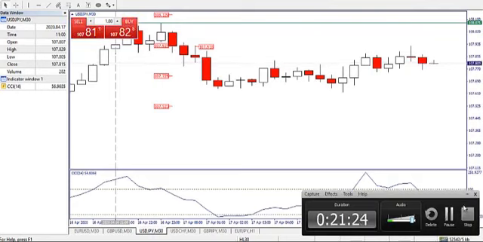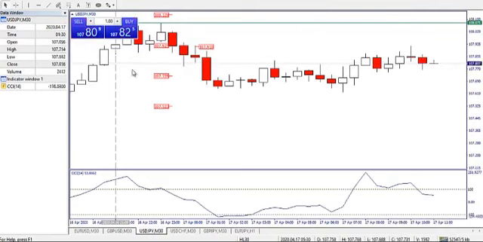Okay, this is an update as we continue to manage this position. This pullback right here went 8/10 of a pip, almost 1 pip away from that stop loss. So I have a stop loss set. It did not trigger here, so I'm still in the trade.